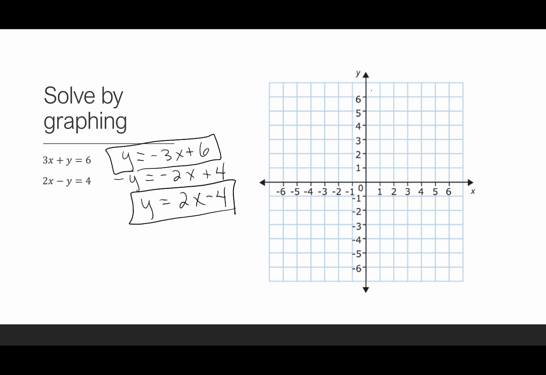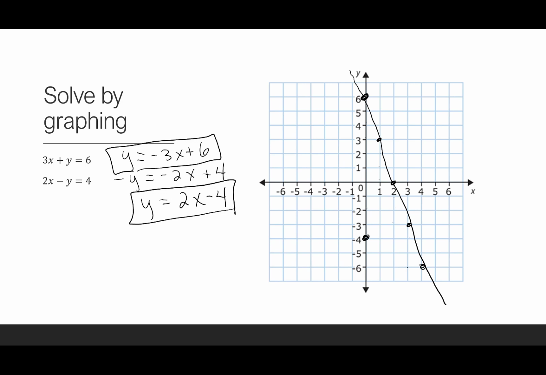So let's start with the negative 3x plus 6. I start at 6. I'm going to go down 1, 2, 3 over 1, and I'm going to do it a few times. So here's my line, pretty steep with a negative 3. Pretend that's straight. Let's go to 2x minus 4.